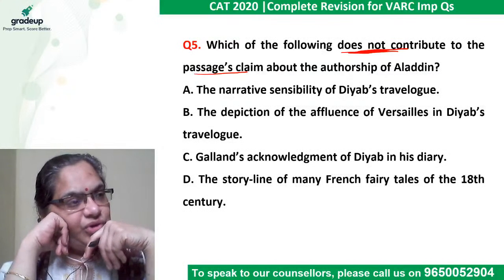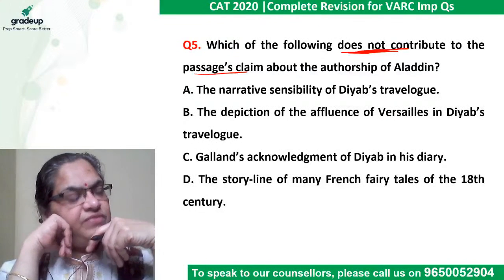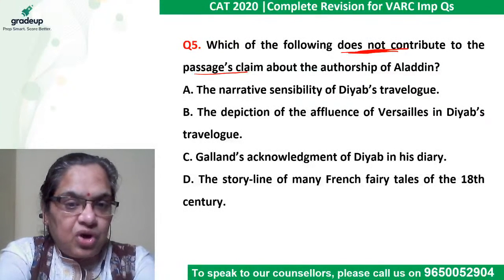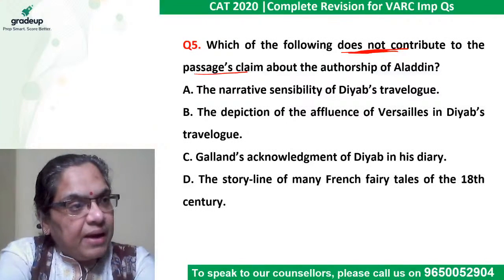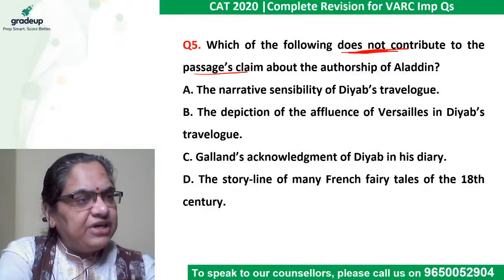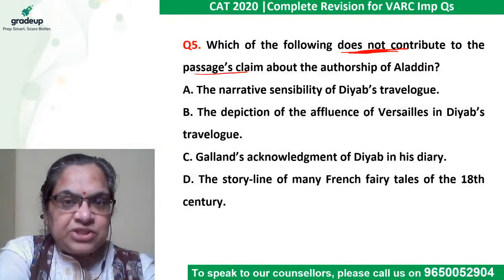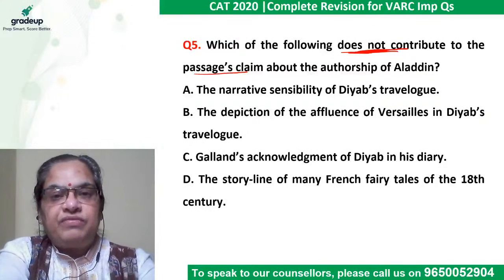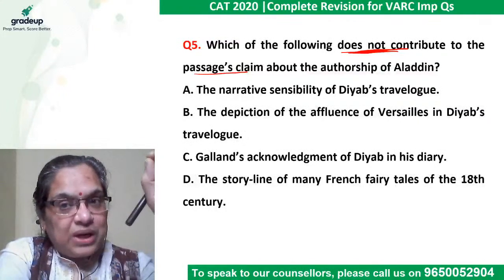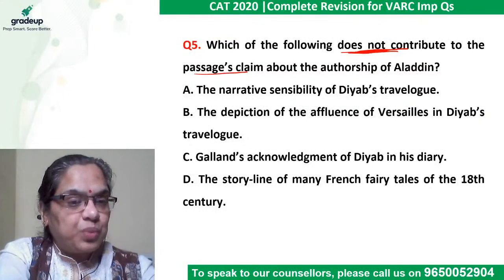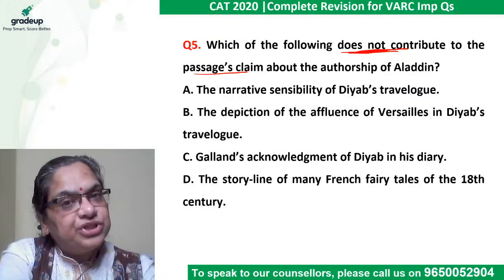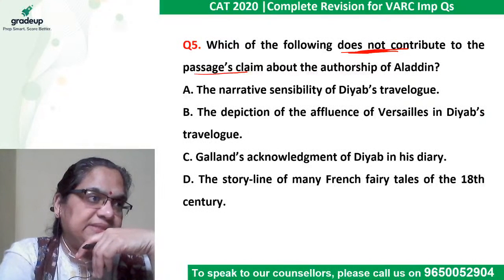Question 5. The narrative sensibility of Diab's travelogue, the depiction of affluence of Versailles in Diab's travelogue, Galland's acknowledgement of Diab in his diary, which one doesn't contribute? The author has used some evidence to say that based on these we can say that the original story of Aladdin came from Diab, not Galland. Which one does not substantiate that? There's one in this which does not substantiate the author's claim that Diab is the original narrator of the Aladdin tales. That's what the question is asking.